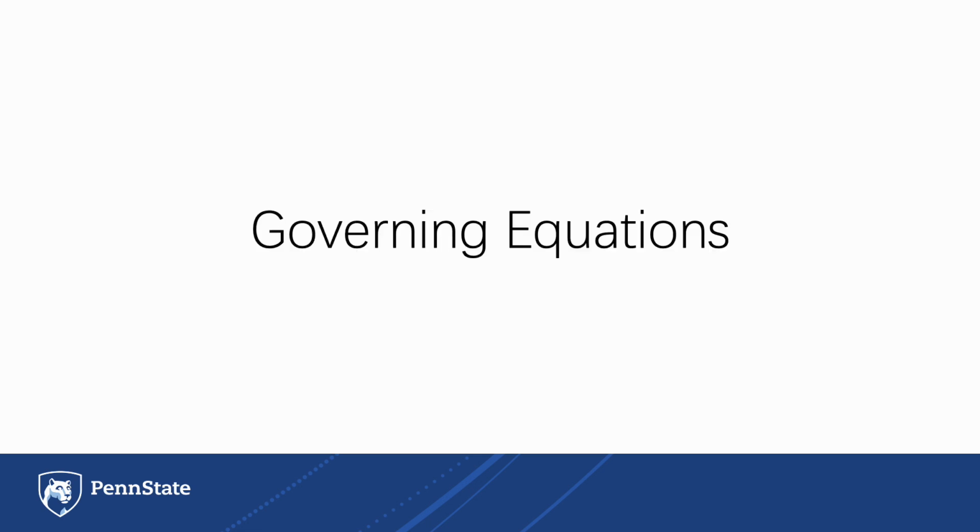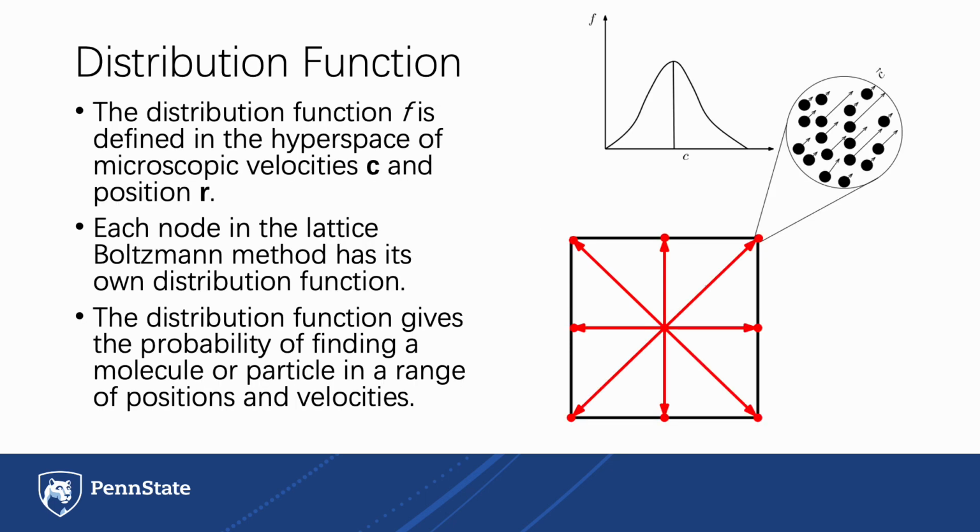We are going to present the governing equations of the Lattice-Boltzmann method. The Lattice-Boltzmann method is built on top of what is called a distribution function. A distribution function is a function defined in the hyperspace of macroscopic velocities and positions, and it describes how a cloud of molecules is moving in a given direction. Each molecule has its own velocity and its own position, but we only care about the behavior of the group.